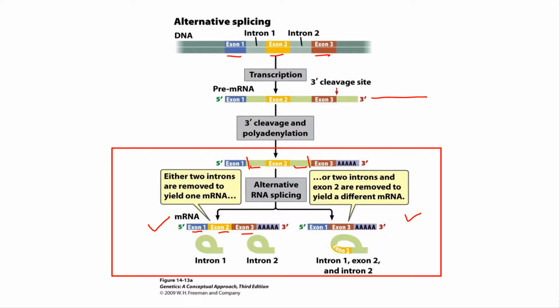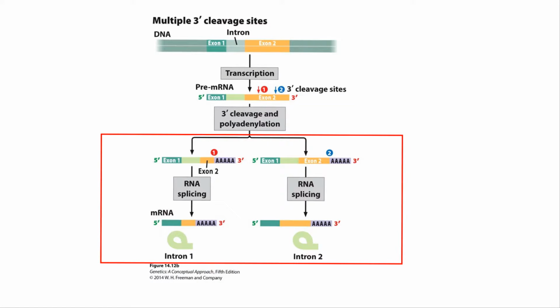So not only are 2 introns removed, but also exon 2 is removed with them. And the mature mRNA will have in this case only exon 1 and exon 3. So these 2 mature mRNAs have different lengths and obviously will translate into different proteins. Another type of alternative processing is multiple 3' cleavage sites.